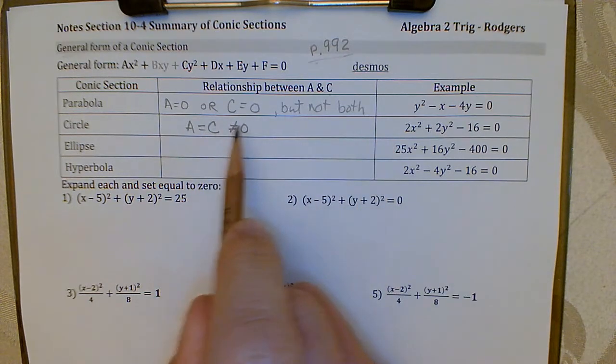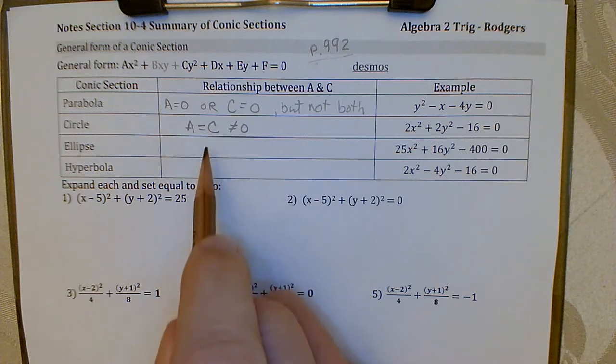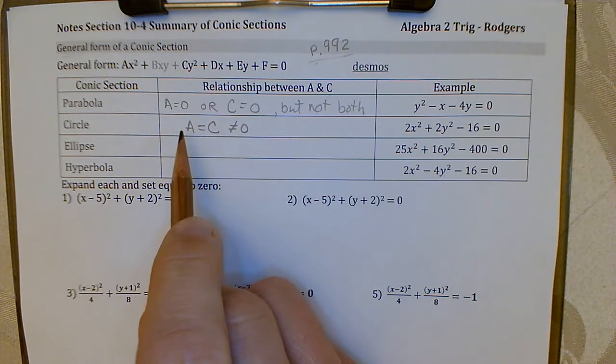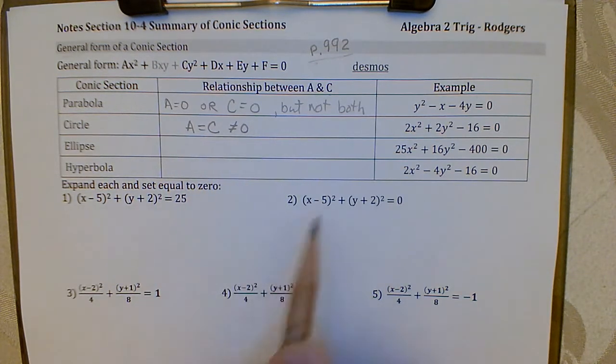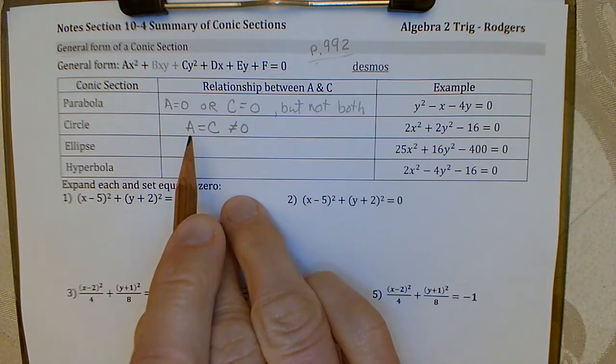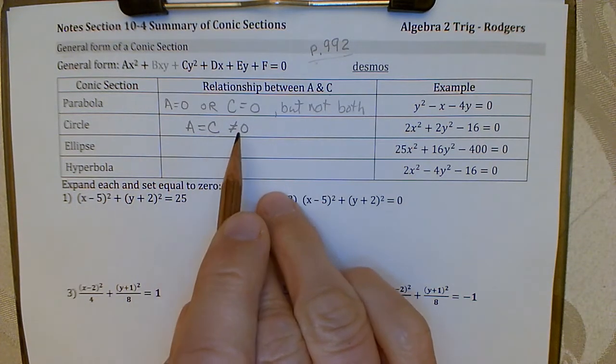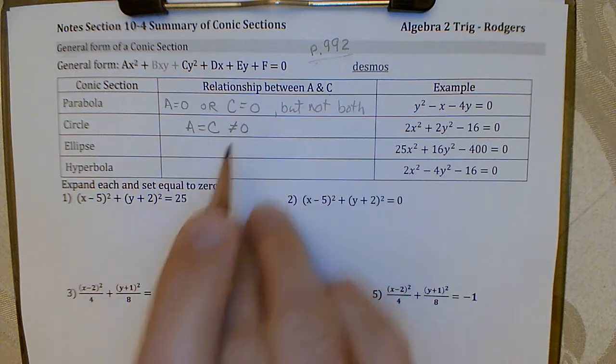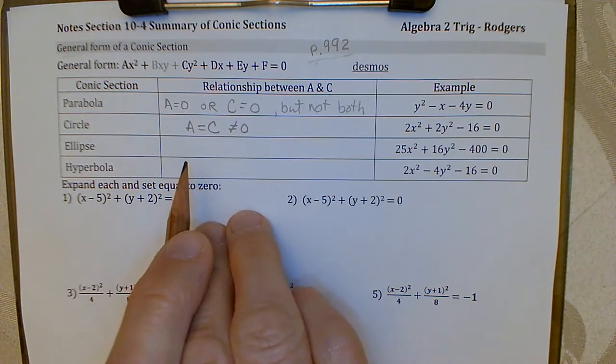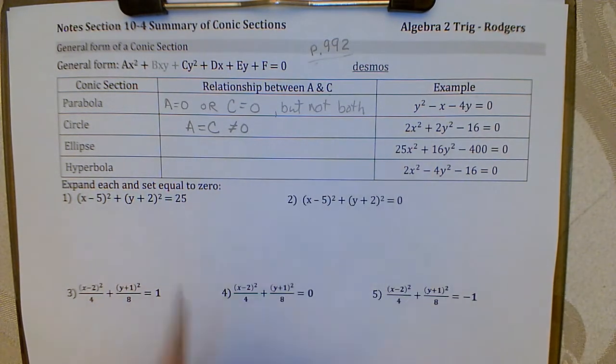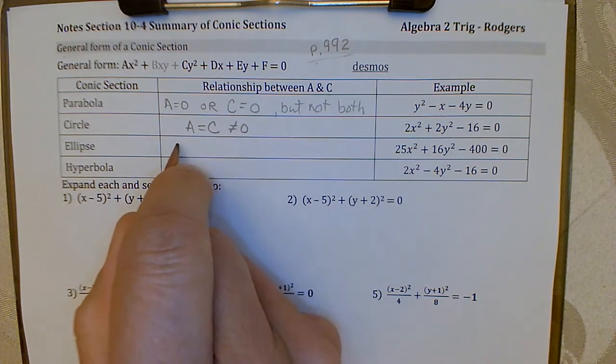We'll have a little bit of a caveat with these two as well. It's not quite enough. We'll talk about it down here with some examples. But for the most part, if A equals C and they're both not equal to 0, you're going to have a circle. All right, what about an ellipse? What do you notice about A and C in this case?